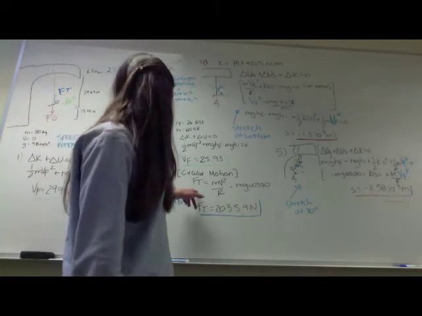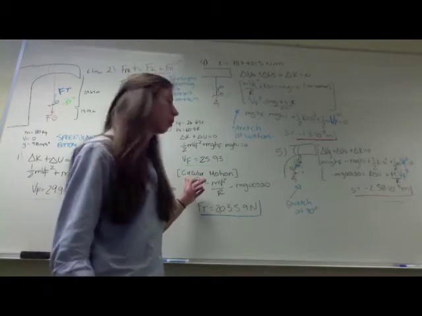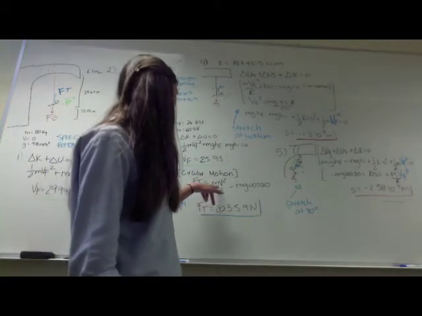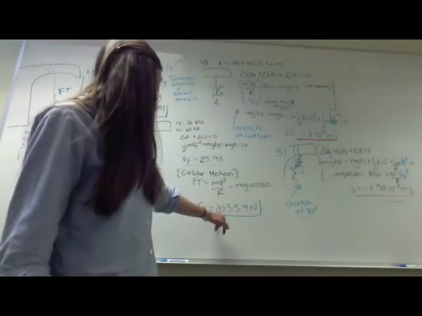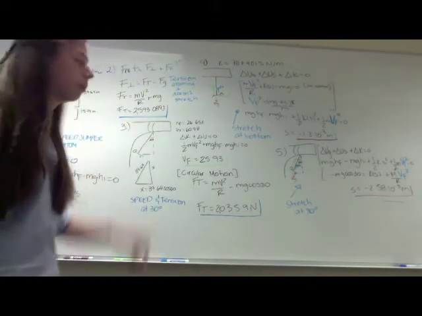Then for the tension force, I assumed it was going in circular motion. So the tension force is equal to mv squared over r minus mg cosine 30, and I got 2000. It is smaller than before.